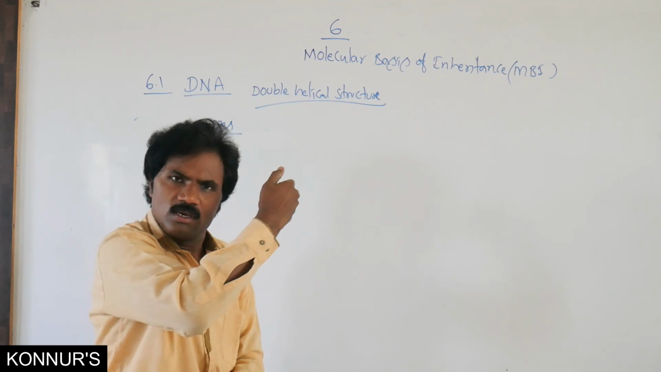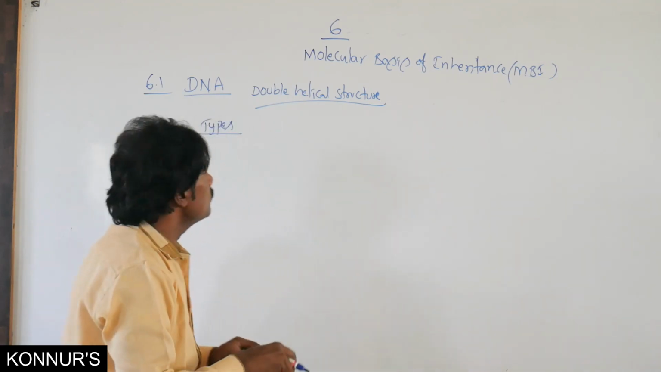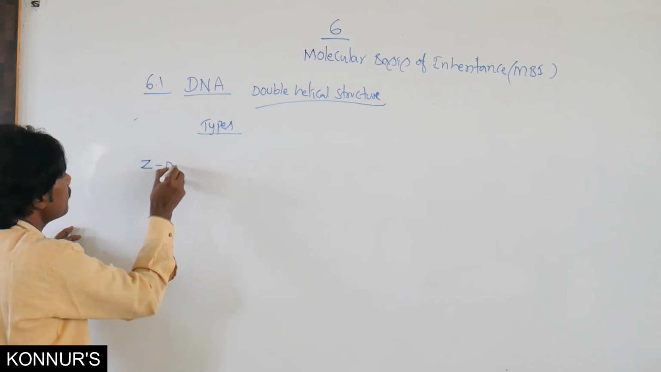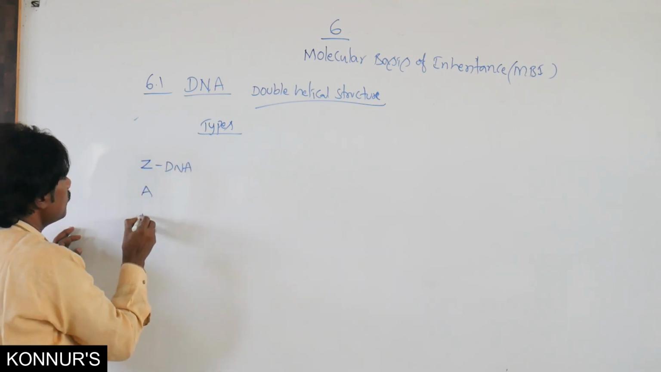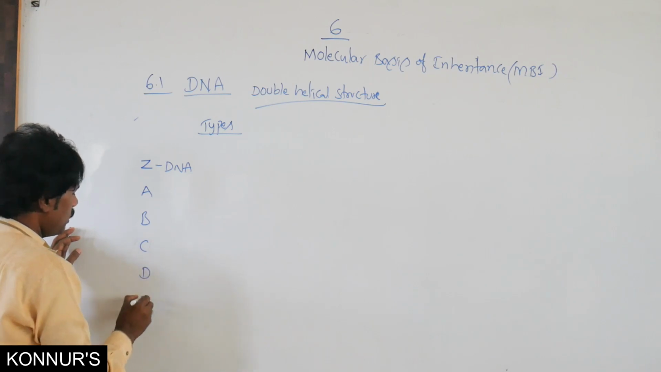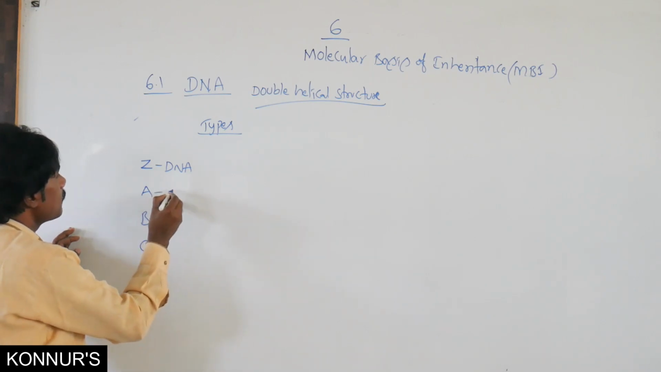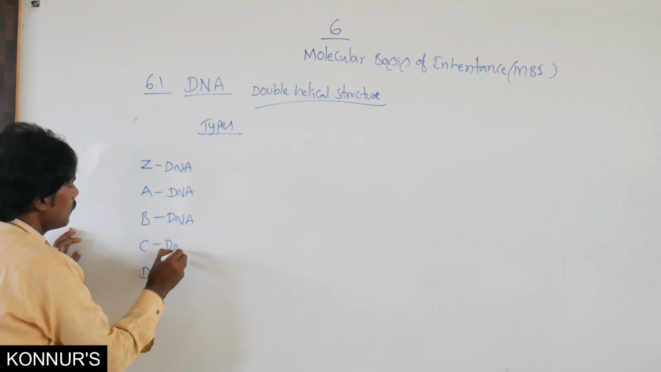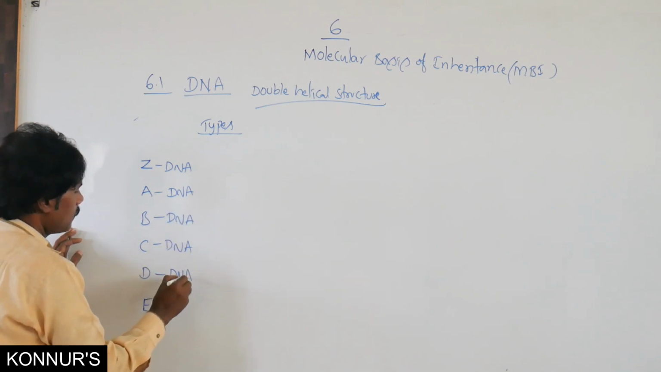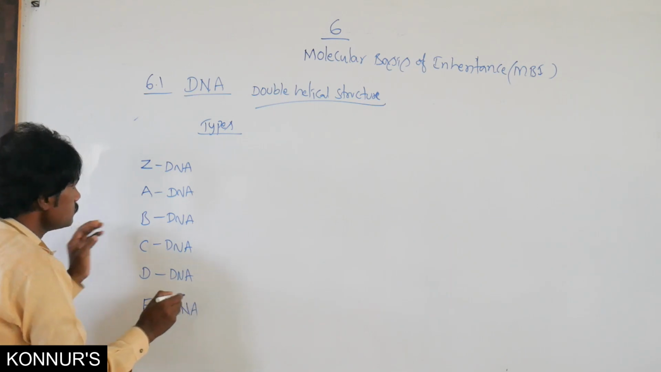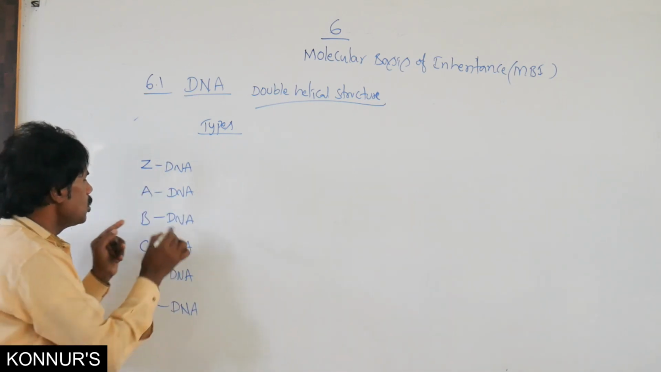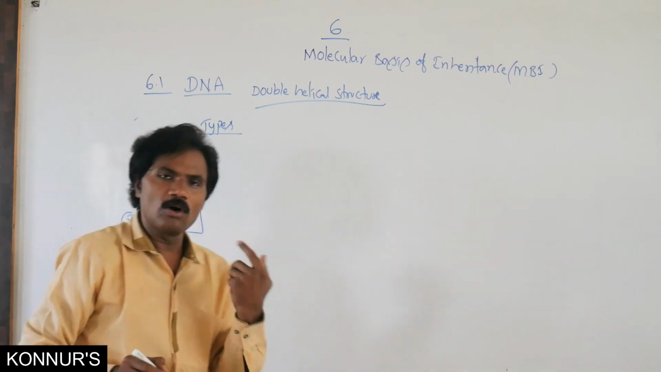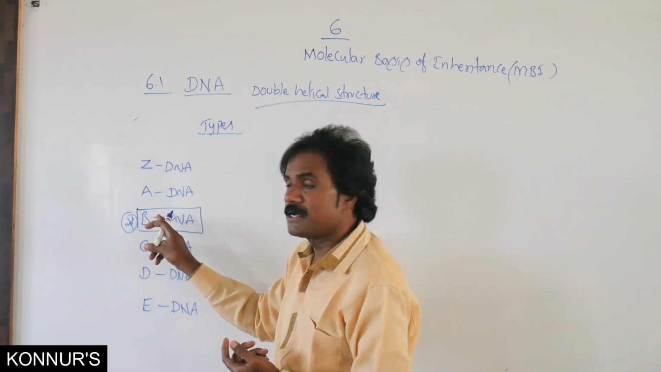So for easy remembering purpose, I tell about this one, that is Z DNA as well as A, B, C, D and E. These are the types, but the most common type in all organisms is the B DNA.